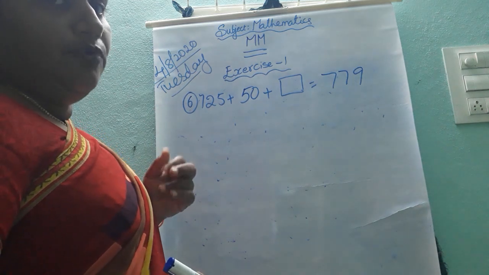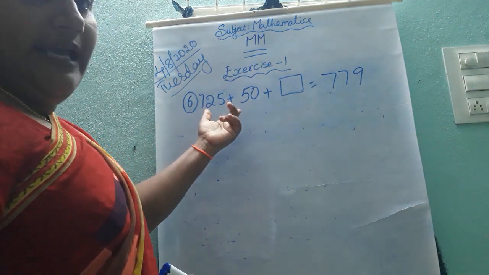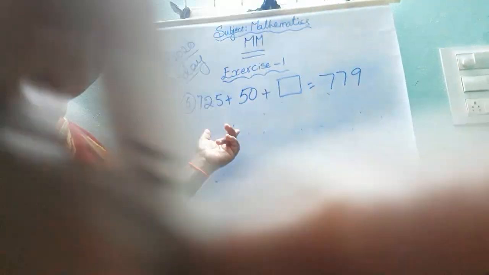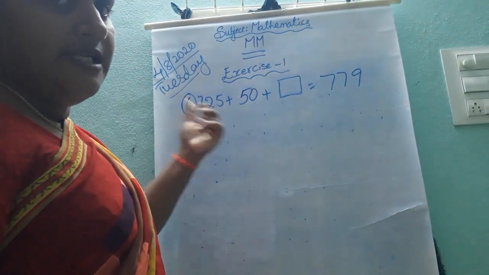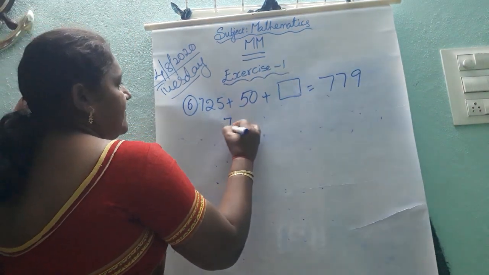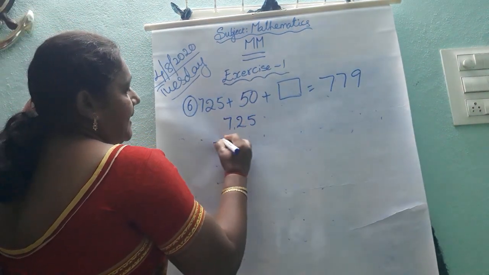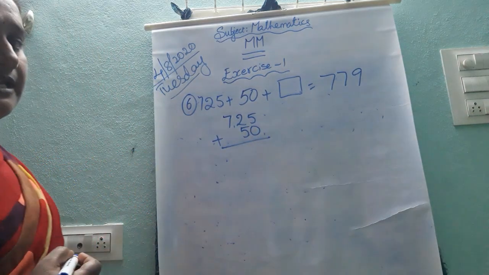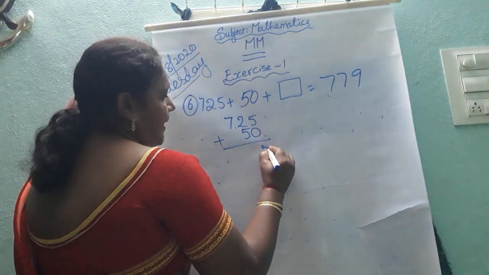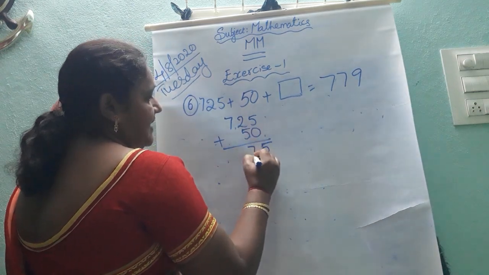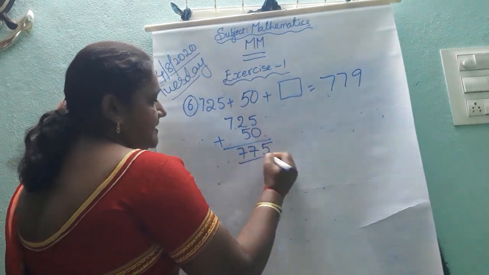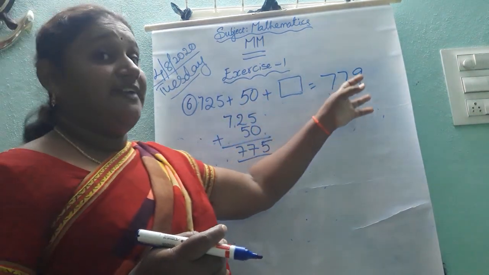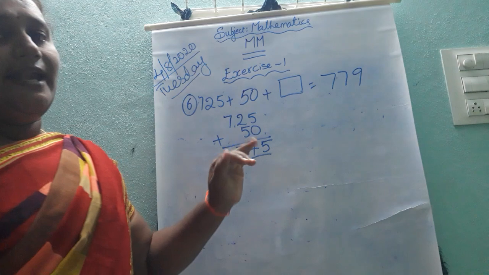So what we have to do first, we have to add the given numbers. What was given? First we have to add these two numbers. 725 plus 50. Add these two numbers. 5 plus 0, 5. 5 plus 2, 7. Again 7. What is this? 775. But here 779 was given. So it is the greater number.